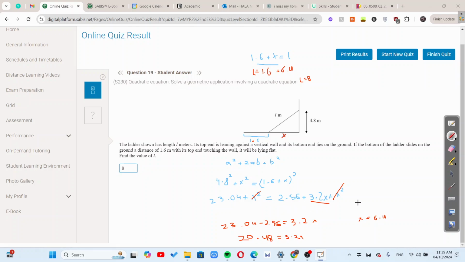Now since we have X squared on opposite sides, just cancel them out. You're left with 3.2x and these 23.04 minus 2.56. Now subtract these from each other. 20.48 equals 3.2x. When you solve it on your calculator, 20.48 divided by 3.2, you're going to find that x equals 6.4. And you know that all this is L, so L is 1.6 plus 6.4, which is 8.